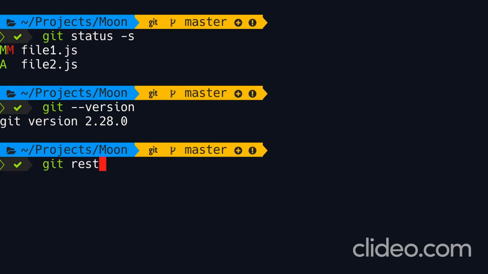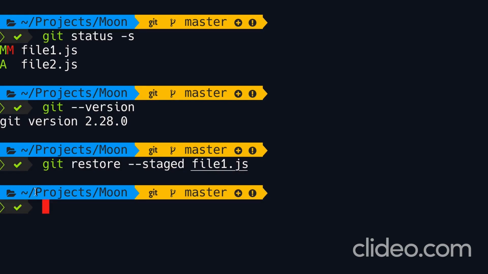So git restore, we want to restore file1 in the staging area. So we type --staged, and then we specify the file name. We can list multiple files here. We can also use patterns. Or if you want to restore everything in the staging area, we simply use a period. So here I'm going to restore file1.js. Now, when we run git status again, you're not going to see a green M here, because all the changes that we had in the staging area are now in the working directory.